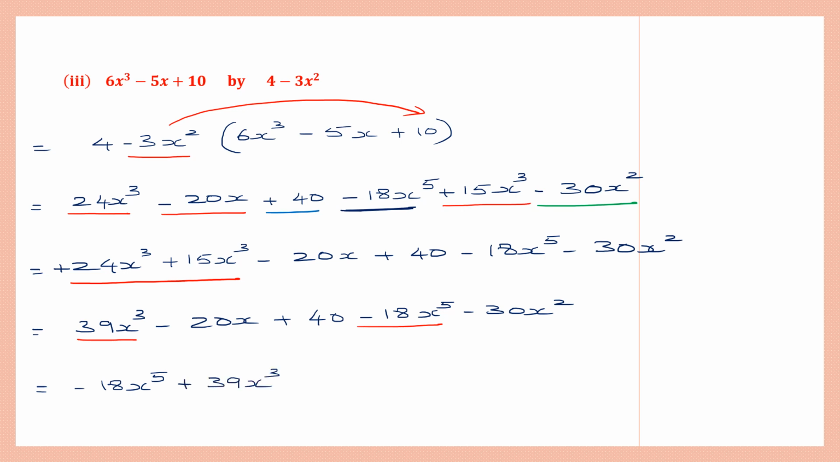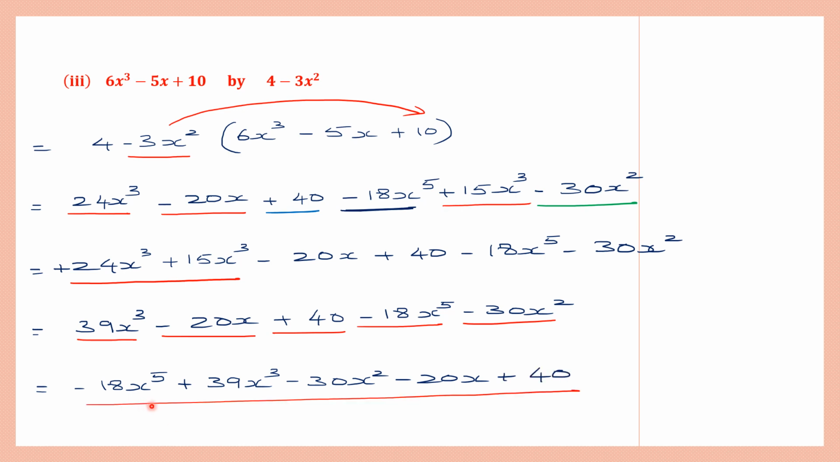Then let's go on to x square. Here we have minus 30x square and we'll write that down, minus 30x square. Then we have minus 20x. And then the last one is plus 40. So now we have a final answer, minus 18 x to the power of 5 plus 39x cubed minus 30x square minus 20x plus 40.